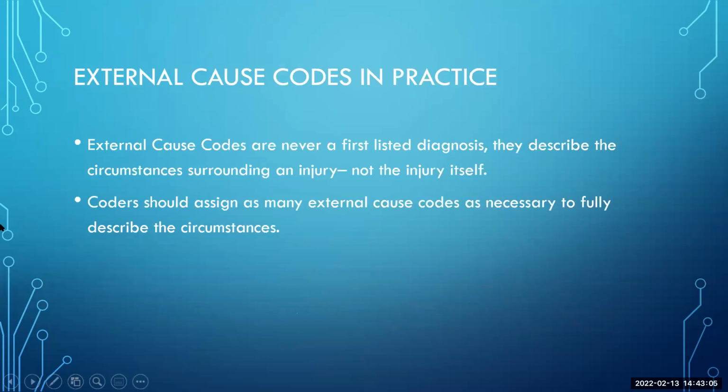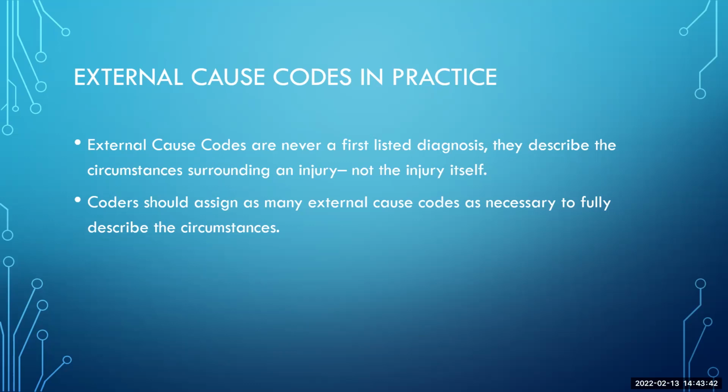How are they used in practice? Whenever we are using external cause codes, it's important to remember they are never going to be the first listed diagnosis because they are just describing the circumstances. They're not describing the injury itself. So if you have a laceration, you would never put a code about falling as the first listed diagnosis, because that's not the diagnosis. That's the circumstances that caused the laceration. Okay, so external cause codes are never going to be the first listed diagnosis.